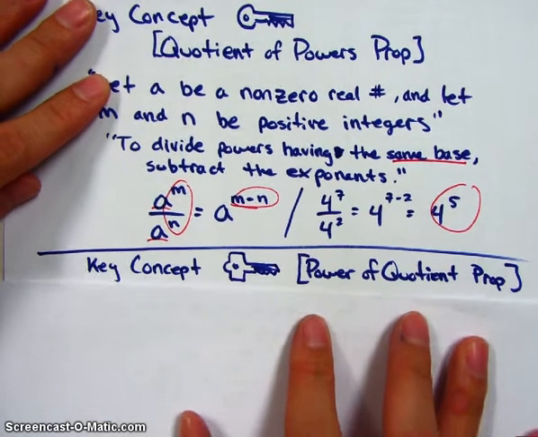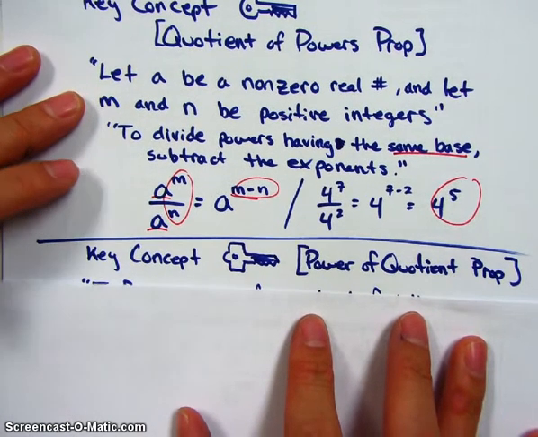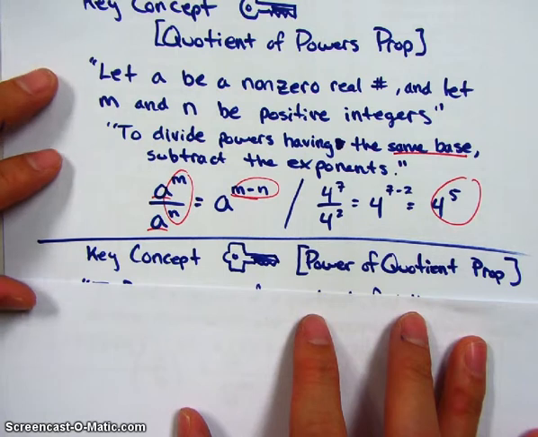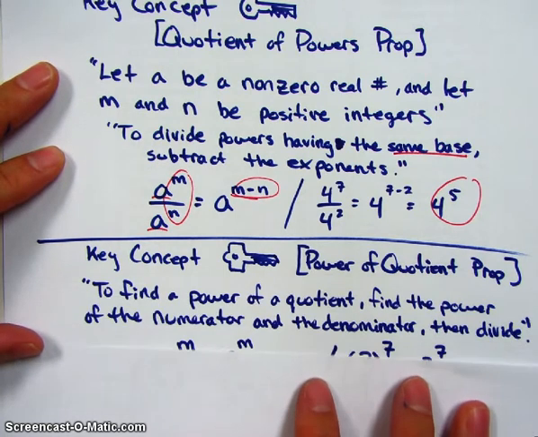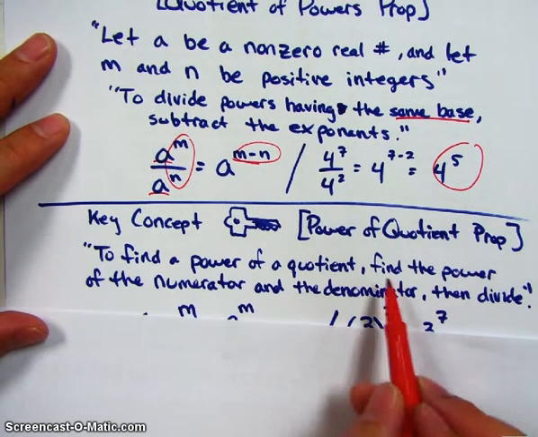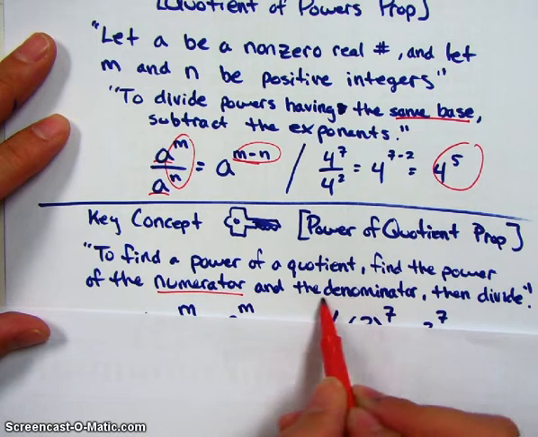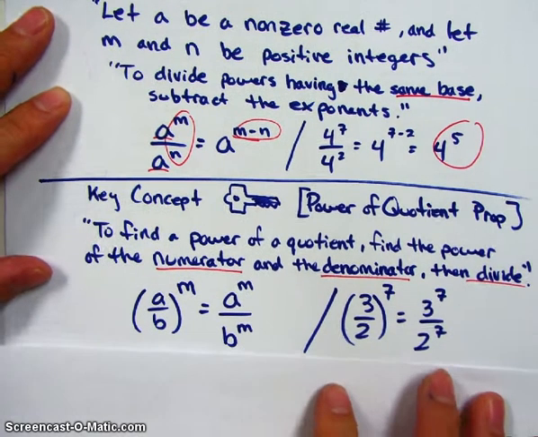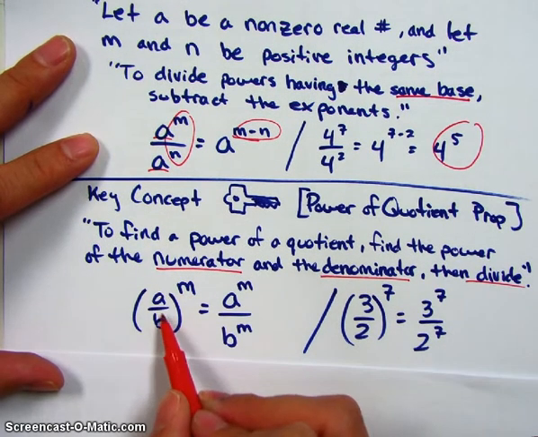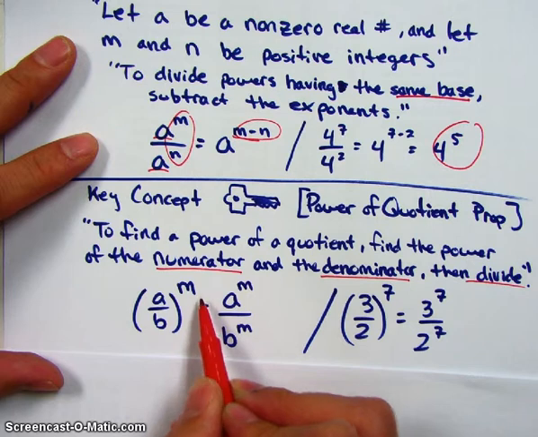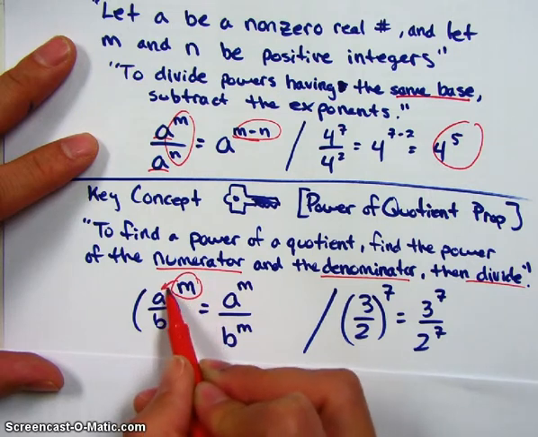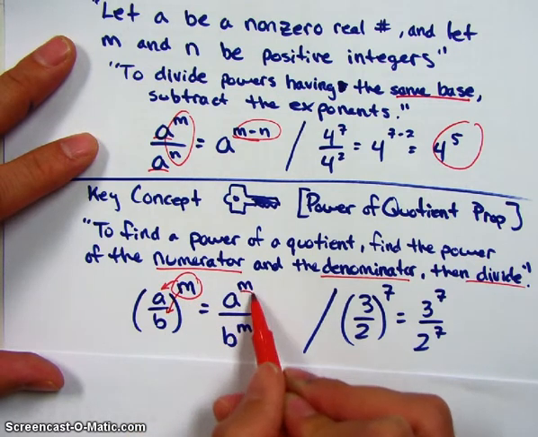One more property for you. It is called the power of a quotient property, power of a quotient. So you're taking a fraction and taking it to a power. To find the power of a quotient, find the power of the numerator and the denominator, then divide. Okay, so what are we talking about? a over b, in parentheses, then to the m. It's kind of like distributing. The m goes to the a and to the b, just like we have here, okay?